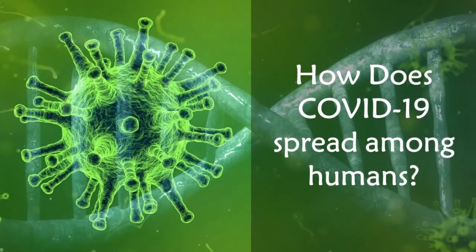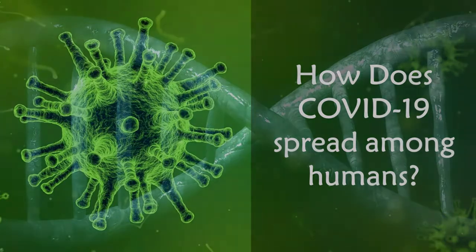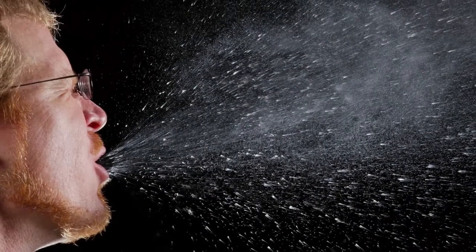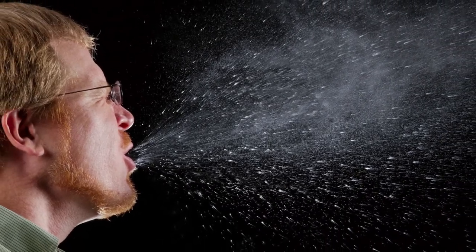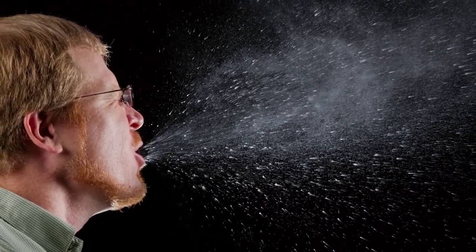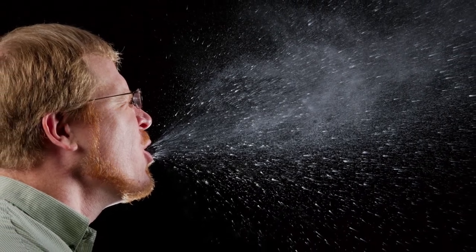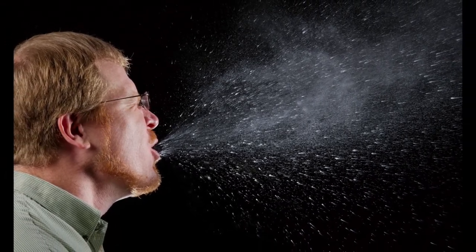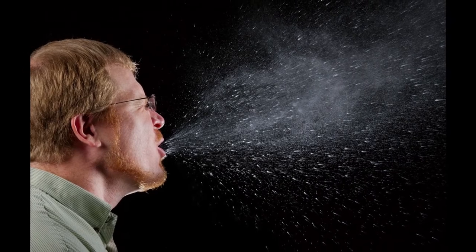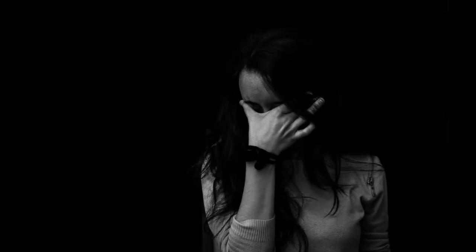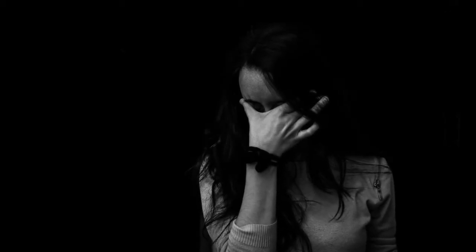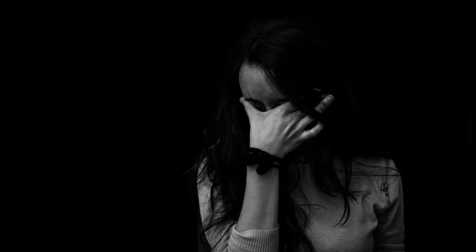But how did this COVID-19 spread among humans? Let's see. People can catch COVID-19 from others who have the virus. The disease can spread from person to person through small droplets from the nose or mouth, which are spread when the person with COVID-19 coughs or exhales. These droplets land on objects and surfaces around the person. Other people can catch COVID-19 by touching these objects or surfaces, then touching their eyes, nose or mouth.